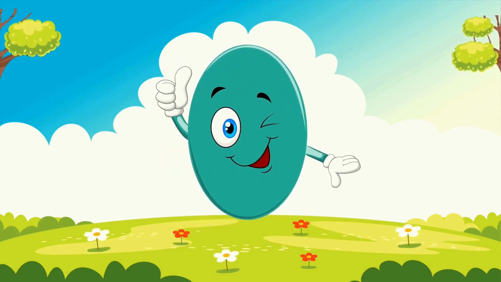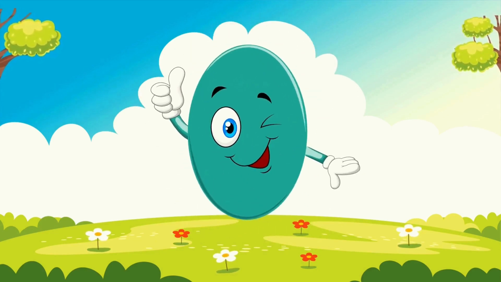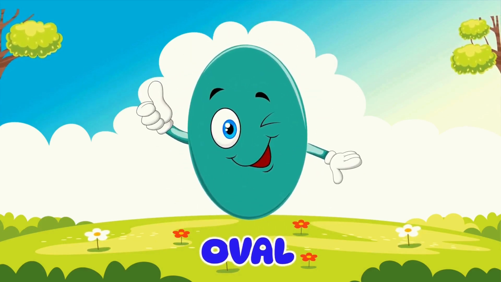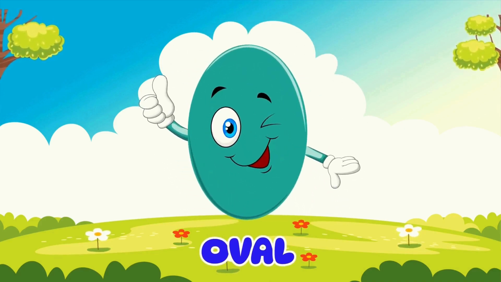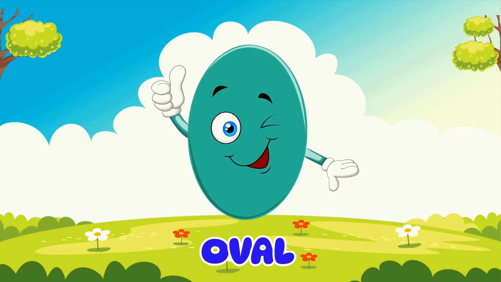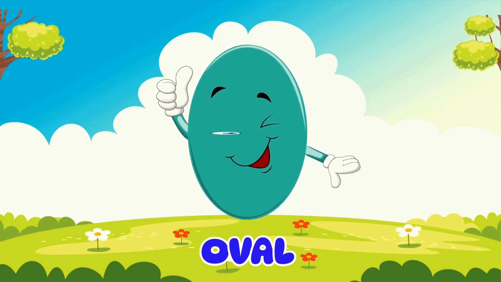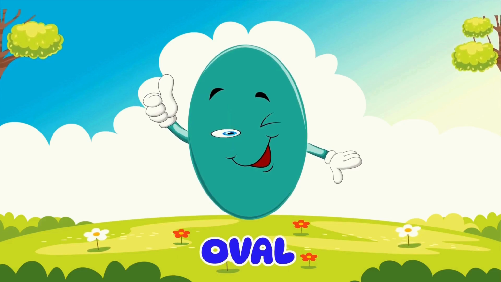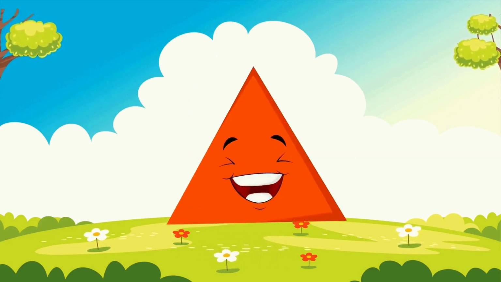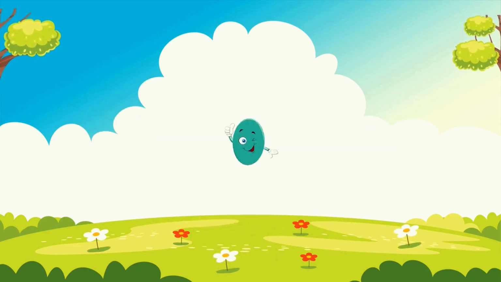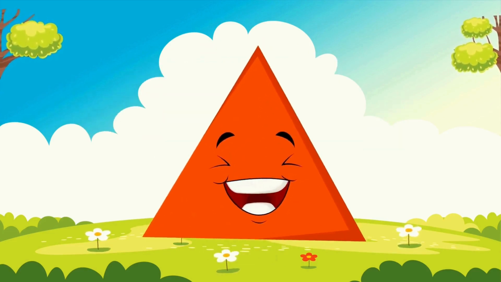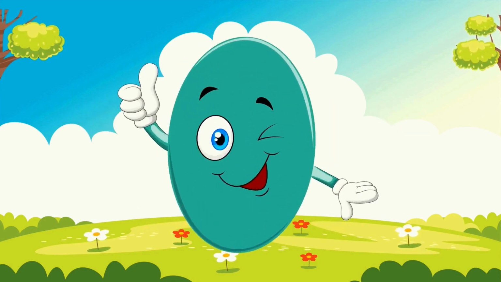I'm an oval, round and long. I'm an oval, round and long, like a circle that's very long indeed. Triangle, rectangle, circle, oval, square.